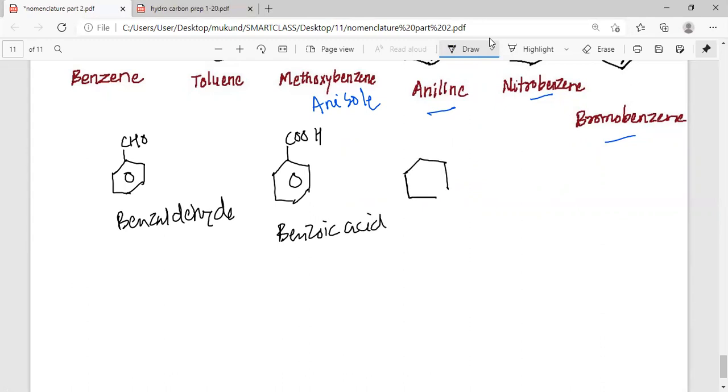If we have C double bond O Na, that is what we are going to use for the preparation of benzene. Let me write it very well. It's a C double bond O. So it's a COONa. This is sodium benzoate.